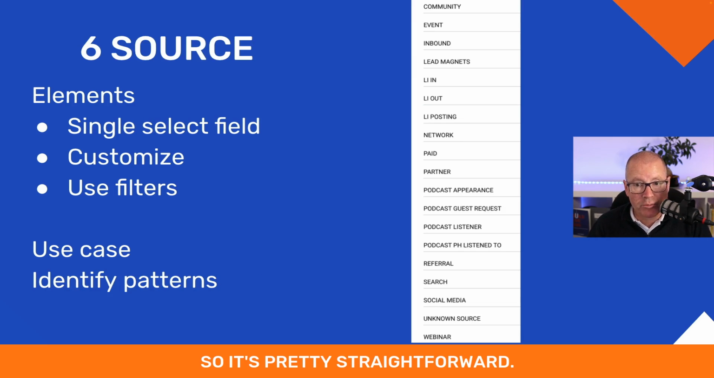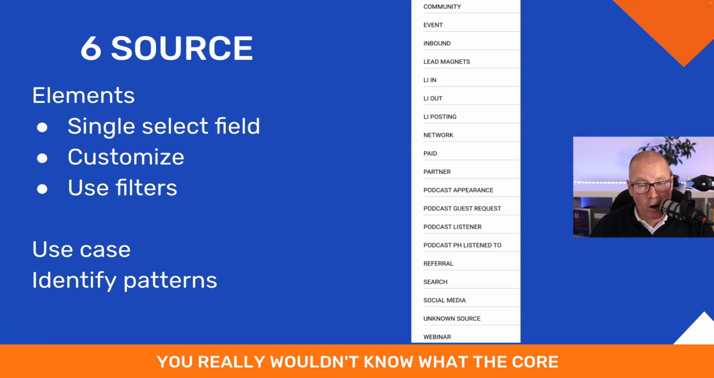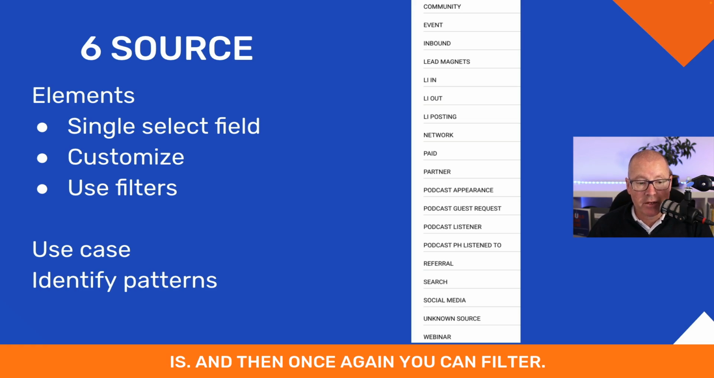The next is source, so it's pretty straightforward. Now you'll be able to customize your source in most sales CRMs. I do make it a single select field because you really want to know what the core is, and then once again you can filter. I do it to identify patterns. So where's it coming from? Is it LinkedIn posts? Is it outreach? Is it podcast? And you can pause and see mine. I've got quite a few of them. And there's sort of like the 80-20 rule, but that certainly helps.